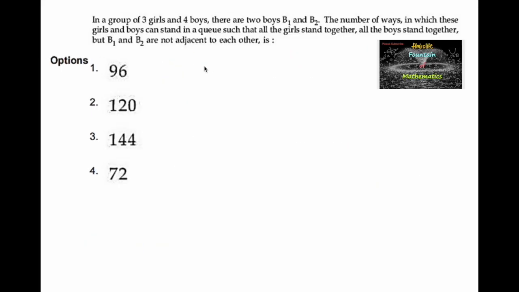In a group of 3 girls and 4 boys, there are 2 boys B1 and B2 who are specific. We need the number of ways in which these girls and boys can stand in a queue such that all the girls stand together, all the boys stand together, but B1 and B2 are not adjacent to each other. So here two cases can arise.